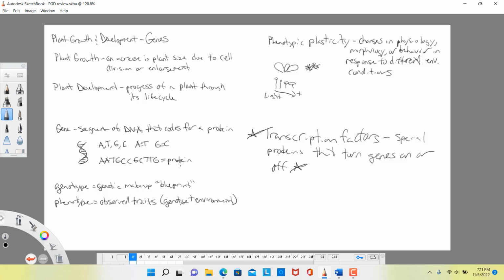Whereas the phenotype is the actual observed traits. And that is based on the genotype plus the environment. And we said the environment can affect the phenotype in a number of ways. So you can have the same genotype, but due to different environmental conditions, you will see different observed traits. And we refer to that as phenotypic plasticity, which is a change in the physiology, morphology, or behavior of an individual in response to different environmental conditions.